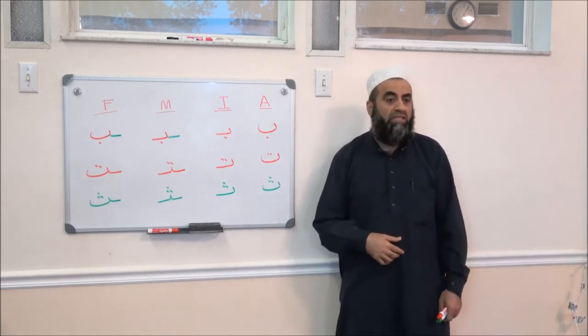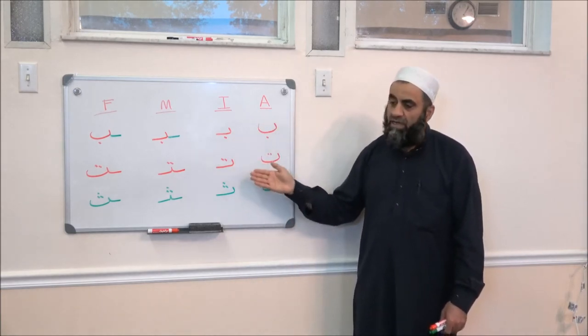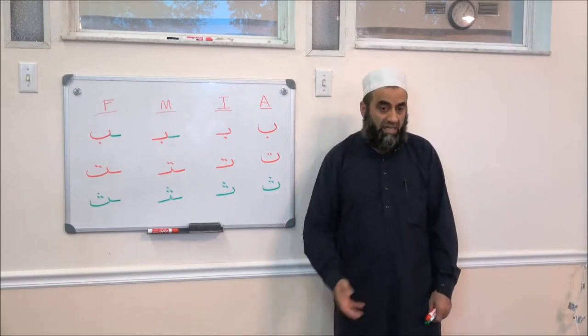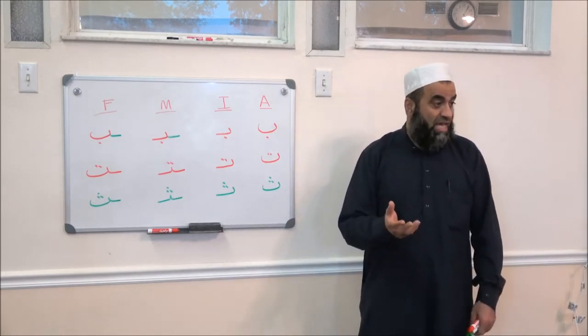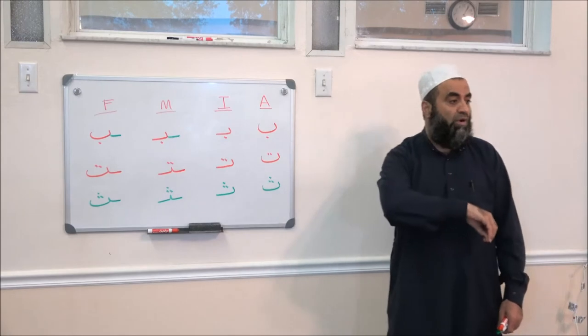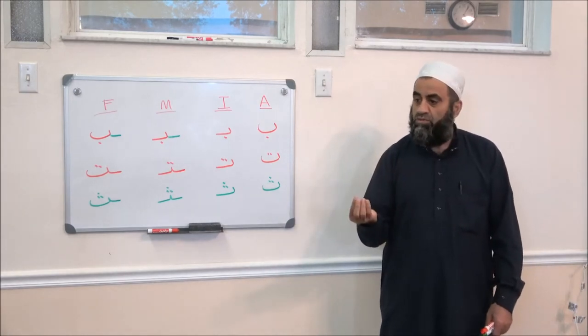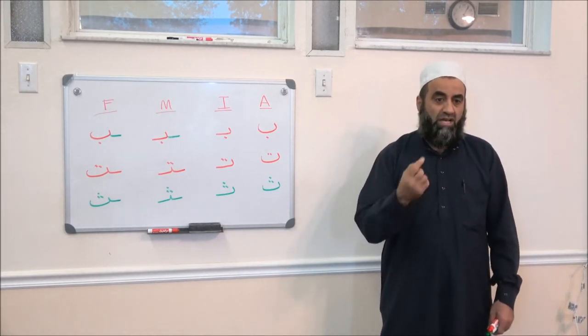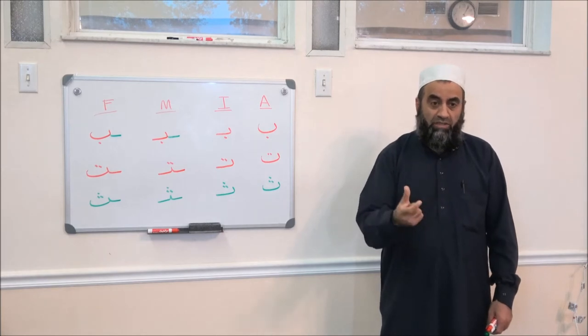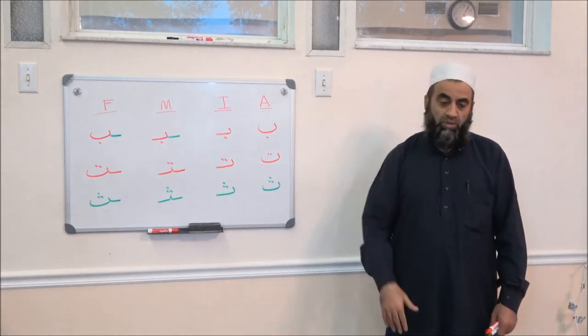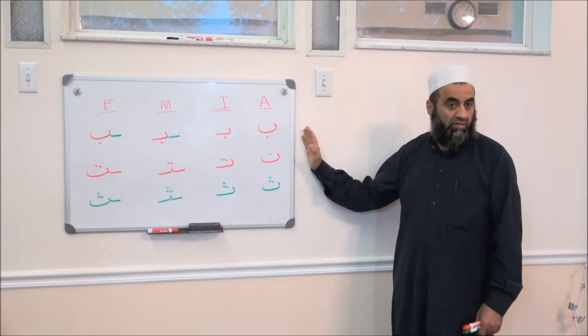Another thing we learned is that many Arabic letters look like each other, they are twin sisters, and to differentiate one from the other, we use the system of dots. The number and the position of the dot will differentiate between the letters. Any questions thus far?